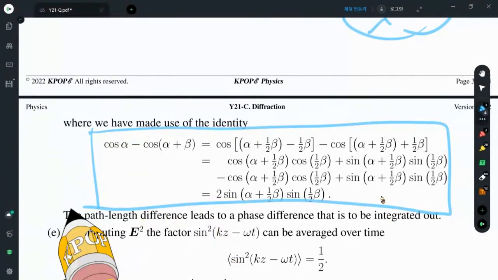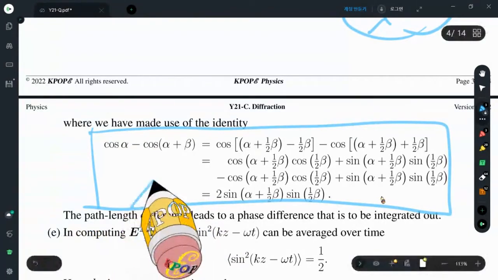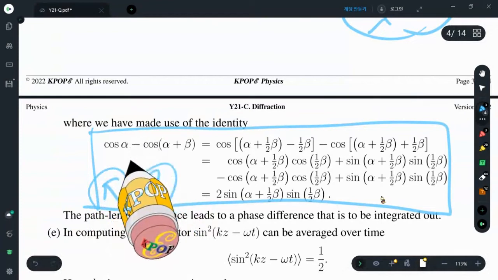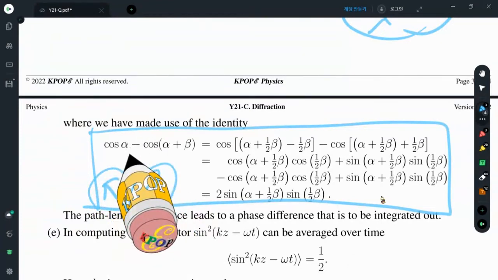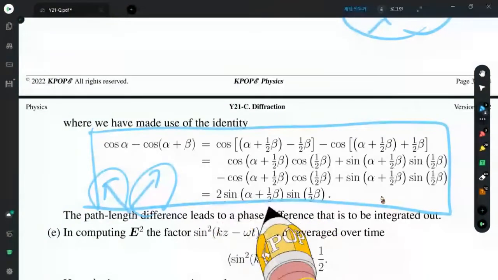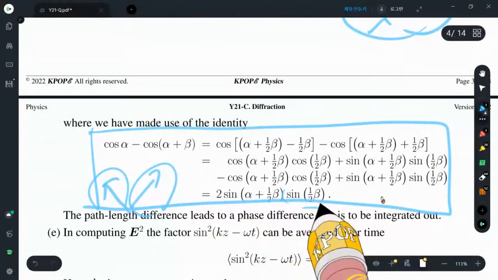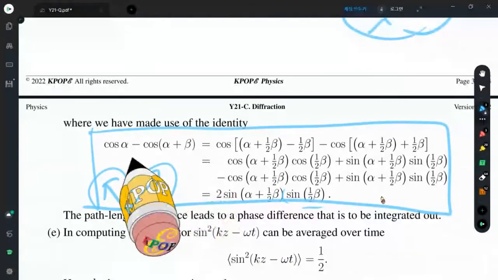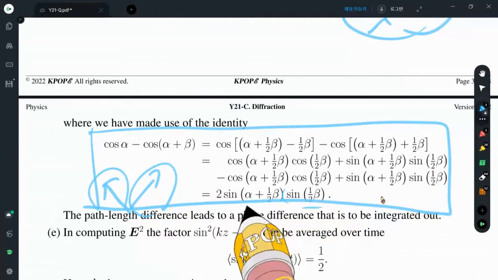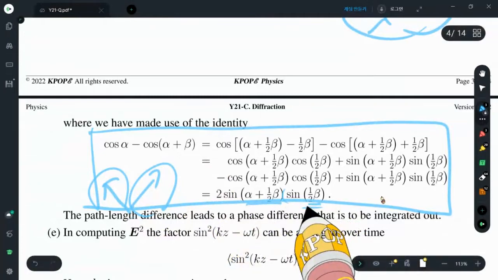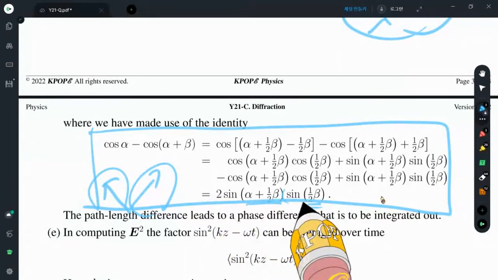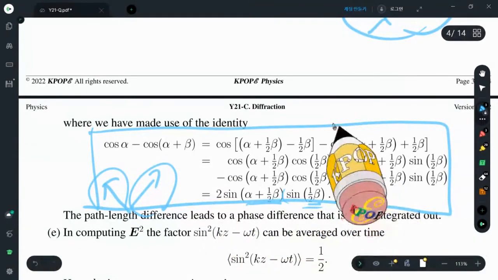Until now, we have considered the sum of two contributions. When we consider the sum, we had 2 times cosine, half of difference. But in here, we have 2 times sine, half of difference. The argument structure is exactly the same, but in here, it is both sine. That's the difference.